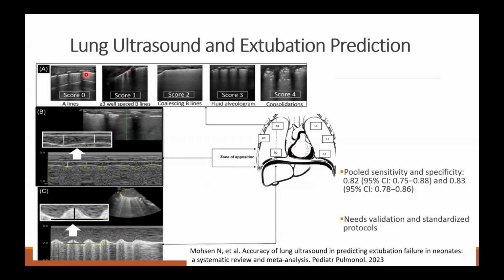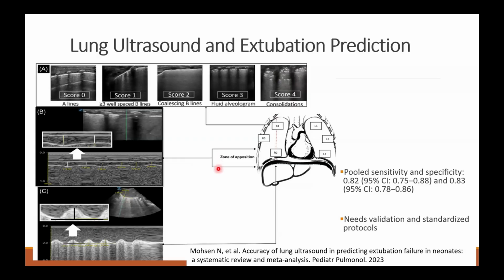As we are all aware, these scores are the most commonly used. These are the scores that have been used for deciding the need for surfactant in babies with RDS as well. Score 0 means there is good aeration. Score 1 would be 3 or more well-spaced B lines. Score 2 corresponds to coalescent B lines. Score 3, there would be fluid alveologram with subpulmonary consolidation. And score 4, there would be extensive consolidation.